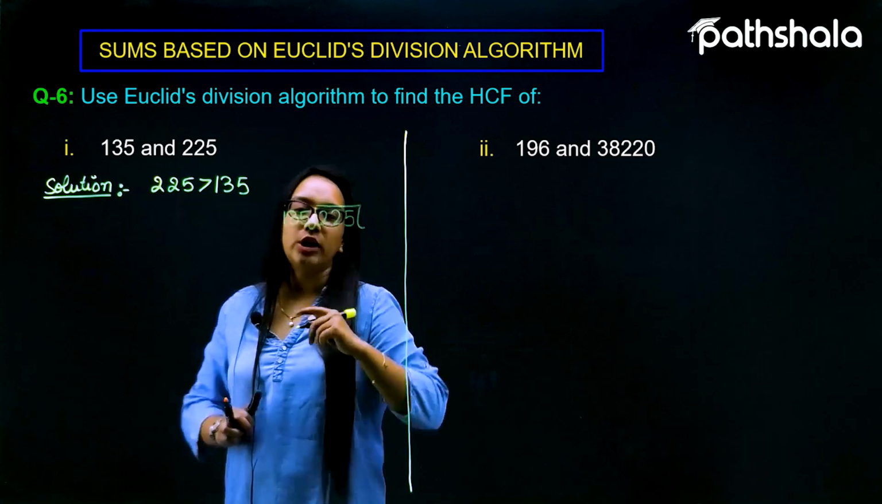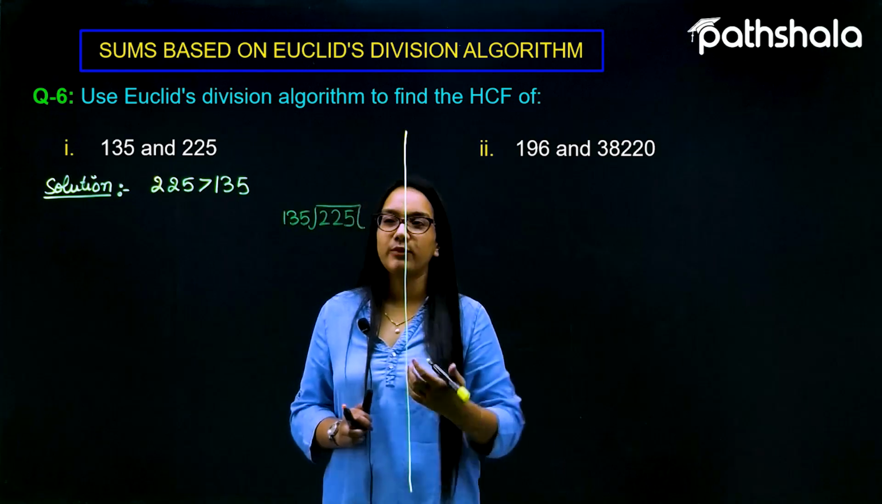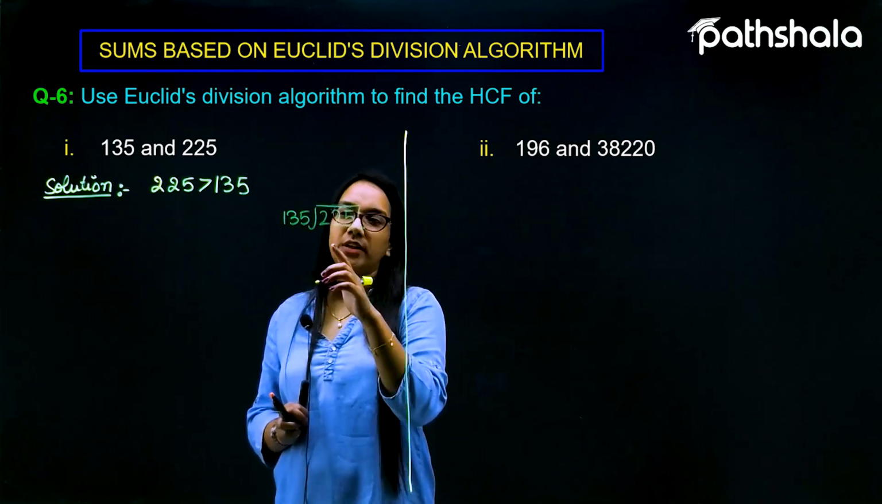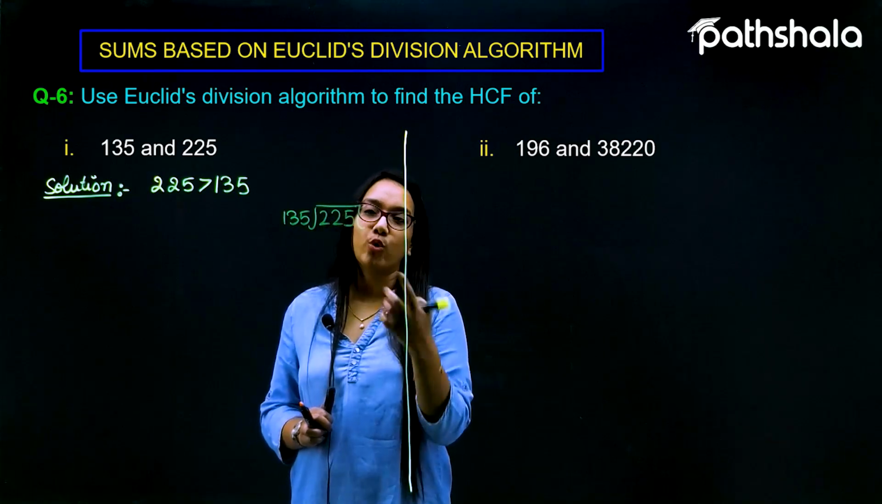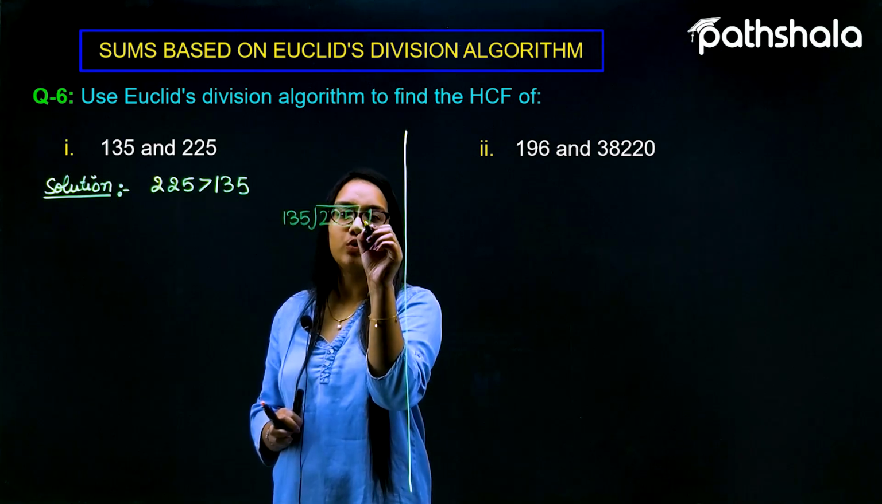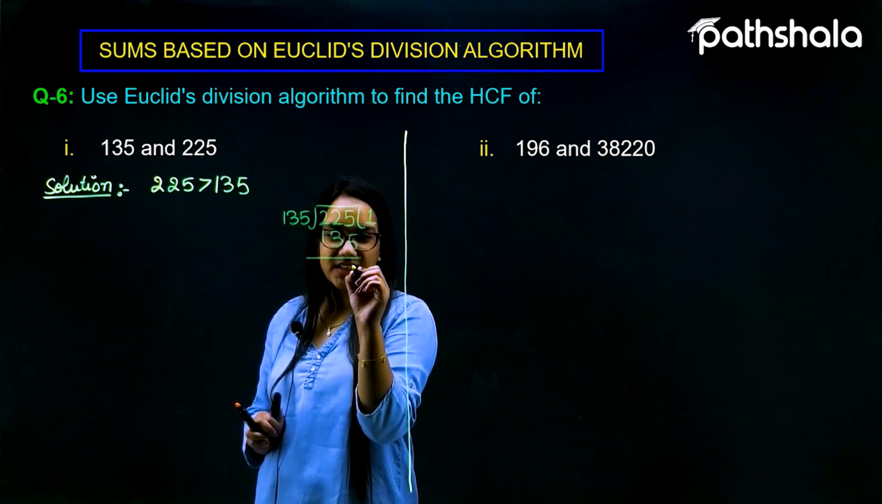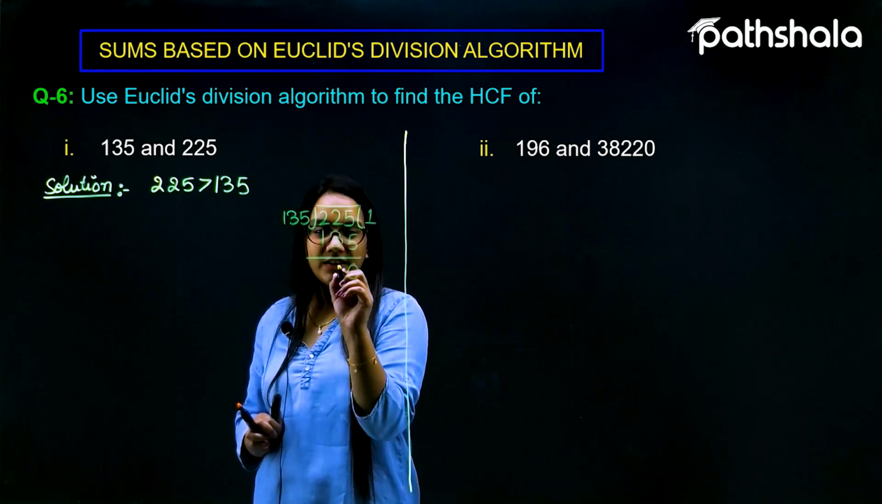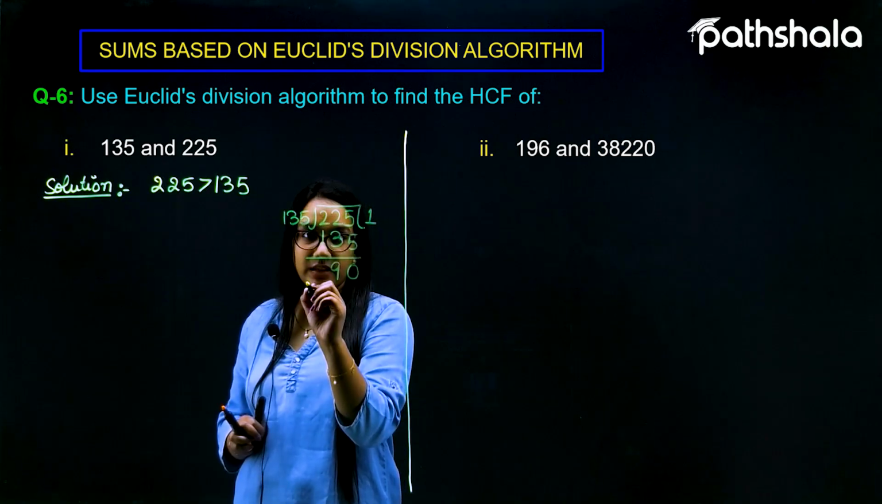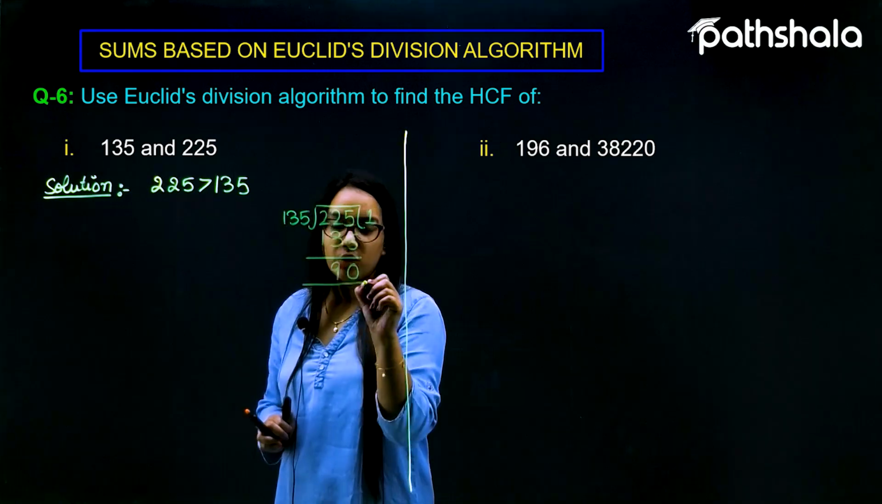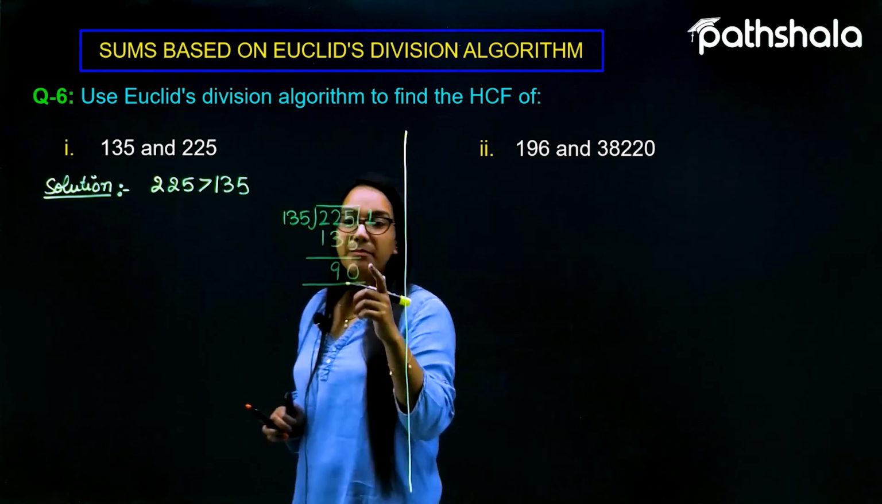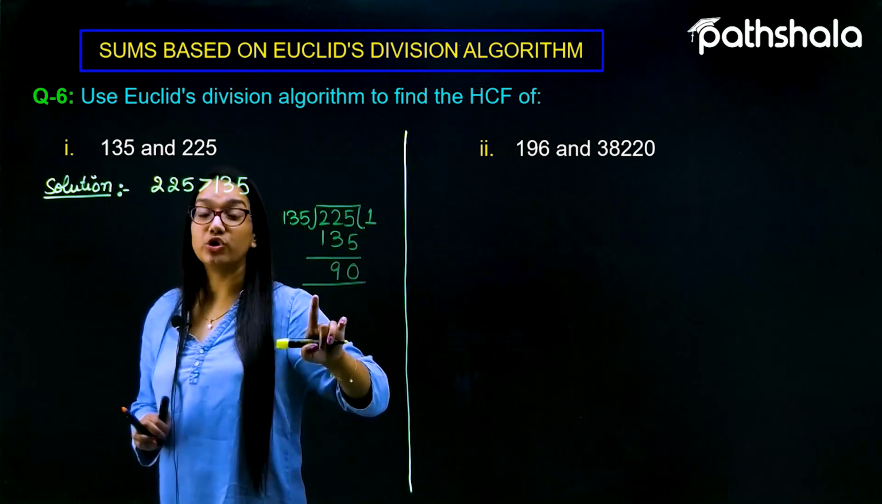Let's divide 225 by 135. If we take 2, then it will definitely be more than 225. So 135 into 1 is 135. So the remainder will be 90. So this remainder here is not equal to 0.